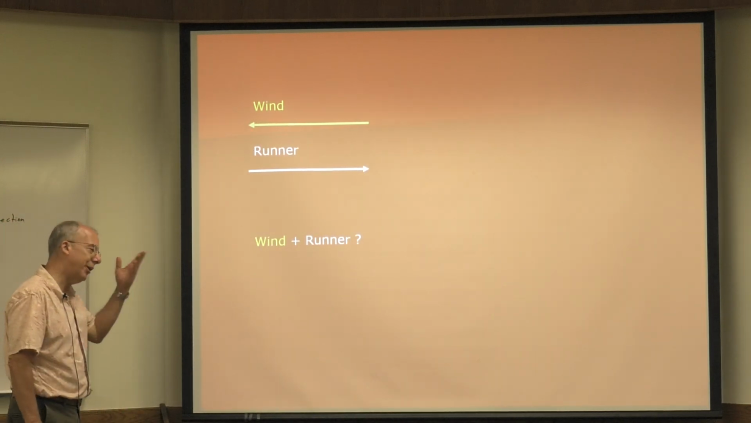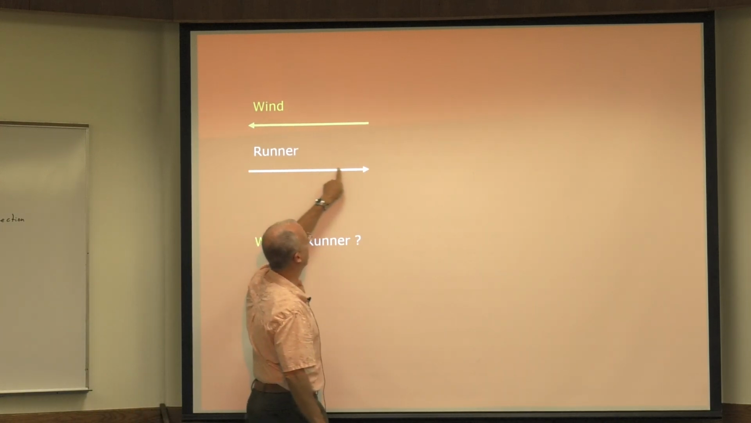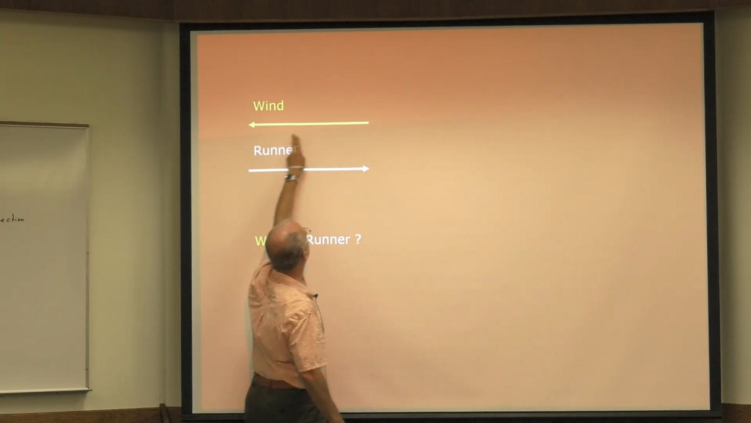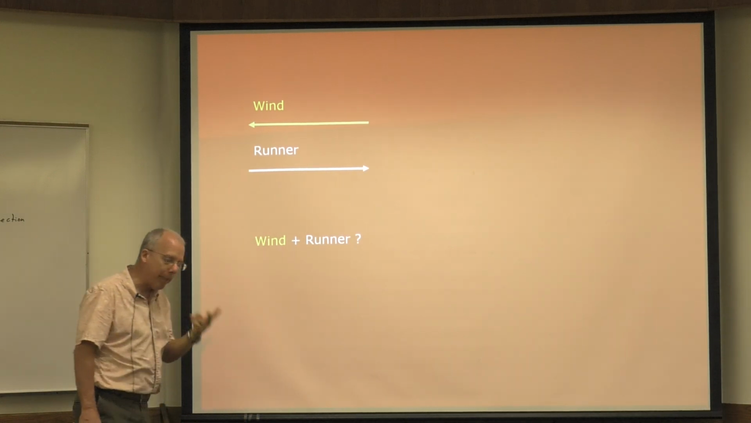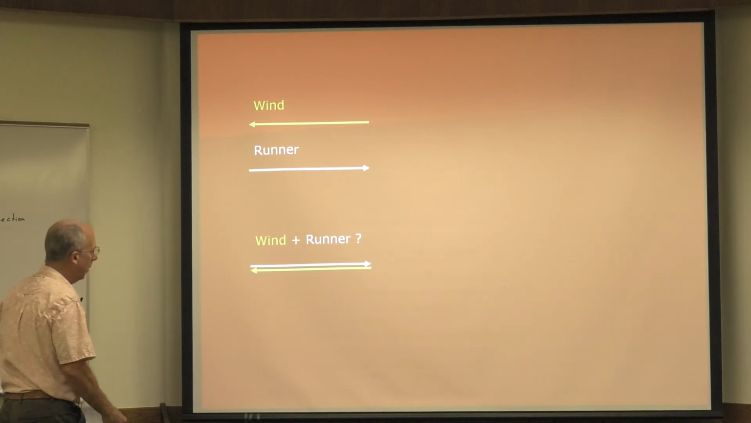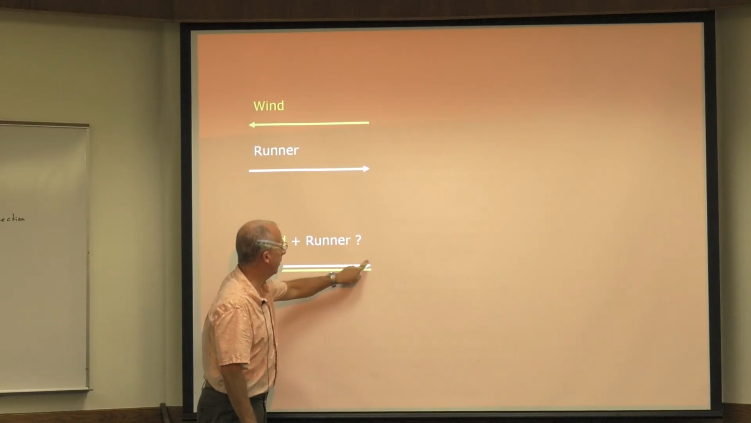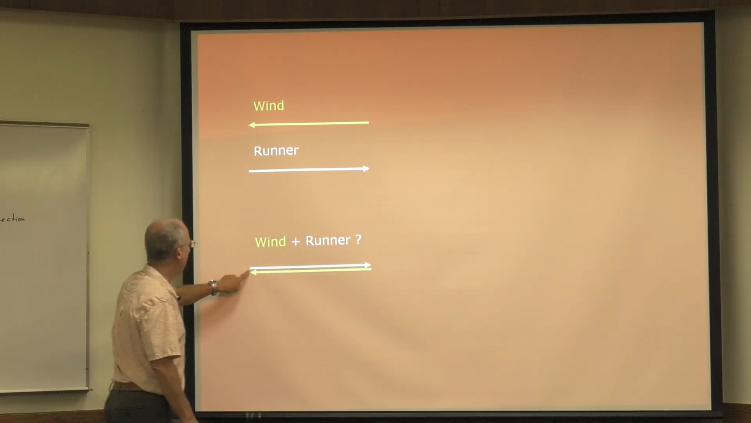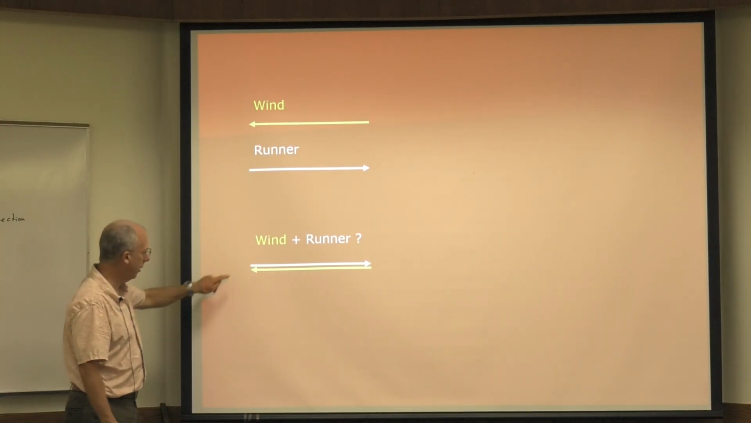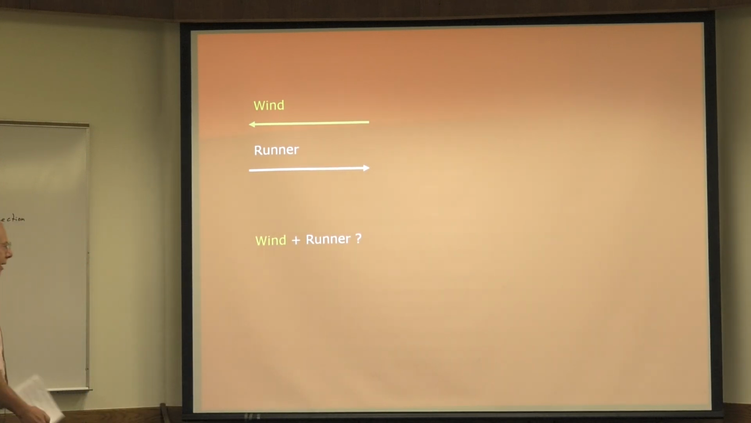Okay, now this is kind of ridiculous, but let's just do it anyway. So let's say you have a runner going this way, and there's this crazy wind going that way. So opposite direction, same magnitude, right? So here's the runner. You connect them head to tail, right? So what's the sum? Well, it's from here to here, which is nothing, right? So the sum is 0, okay? All right?